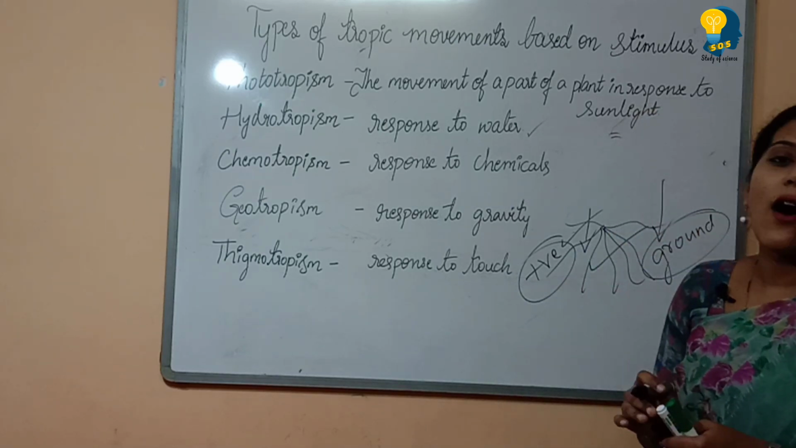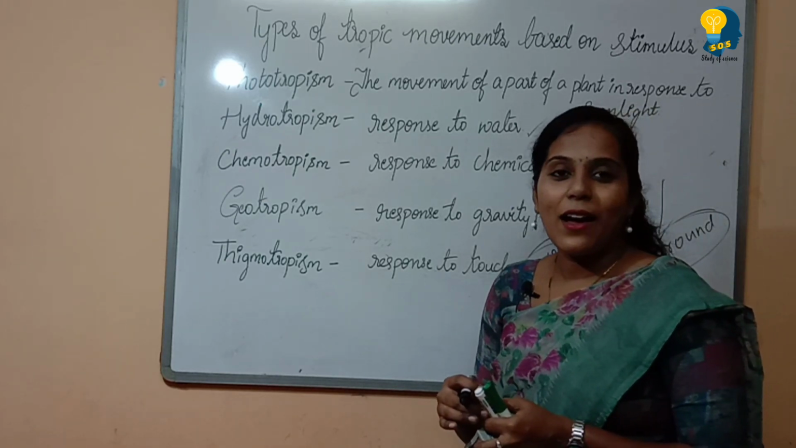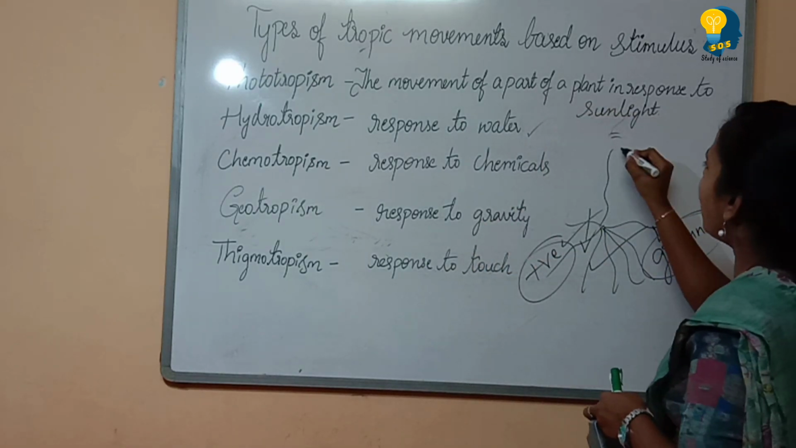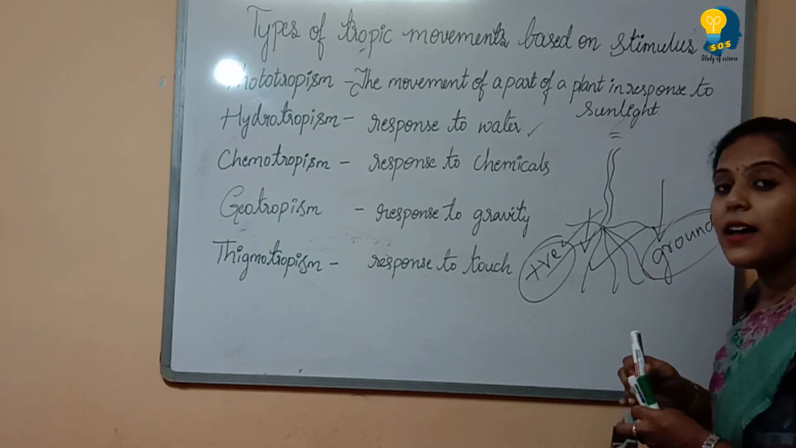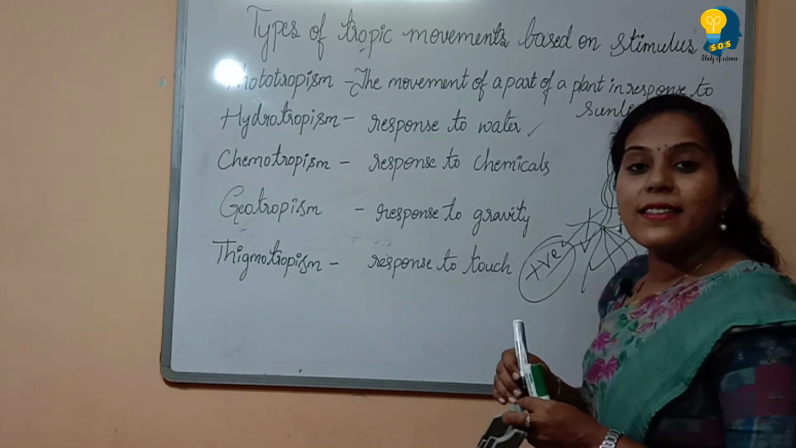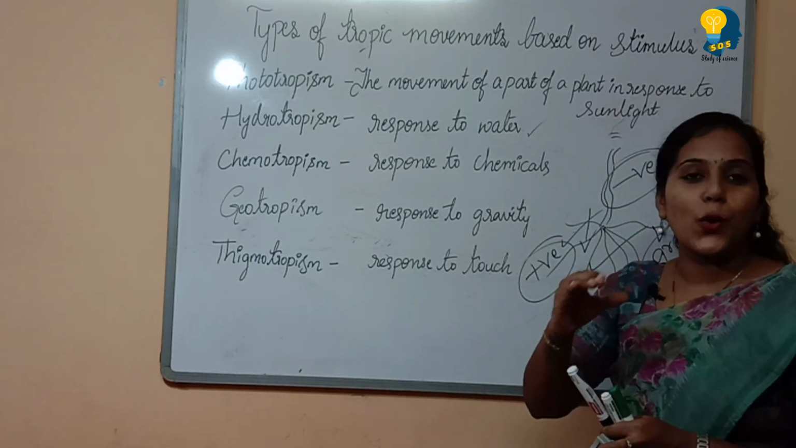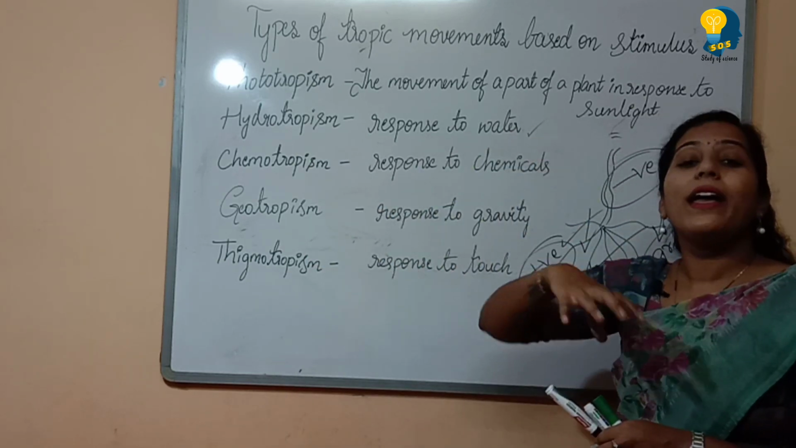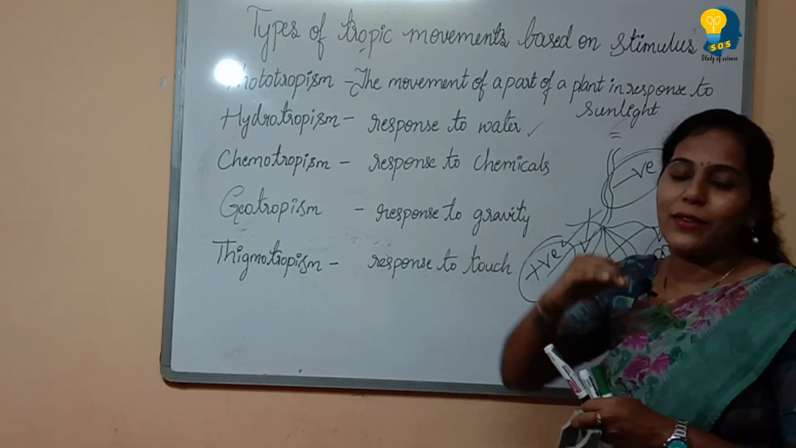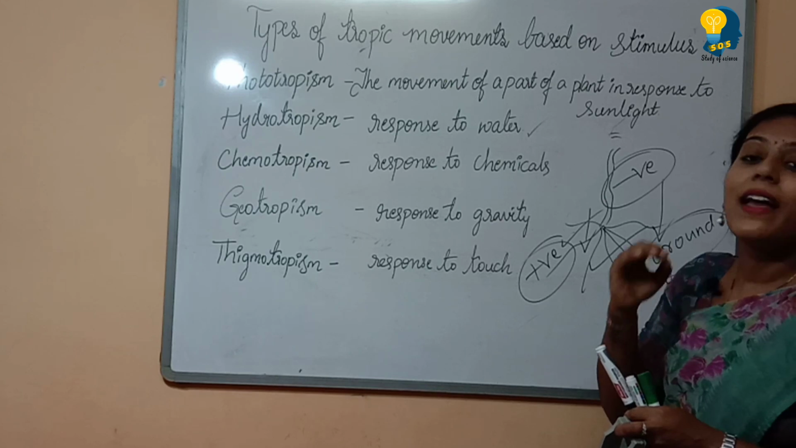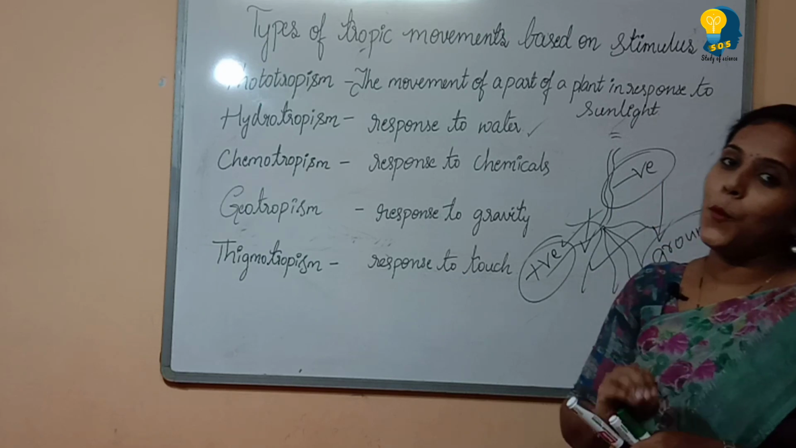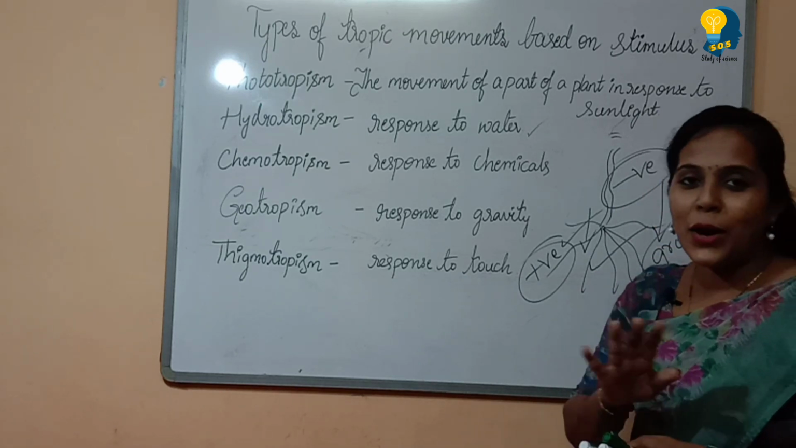Now, which is the example for the negative geotropism? You all got an idea, right? Because it is very simple to understand. See, as the stems are growing above the ground, the stem shows the negative geotropism. The stem shows the negative geotropism because it is growing away from the gravity, that is from the ground. It is growing above the ground, correct? Hence it is showing the negative geotropic movement. Clear? No doubt, right? Okay.